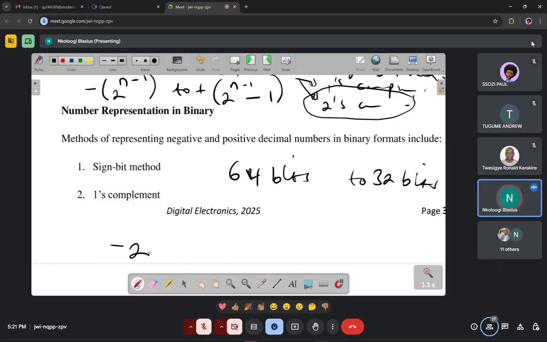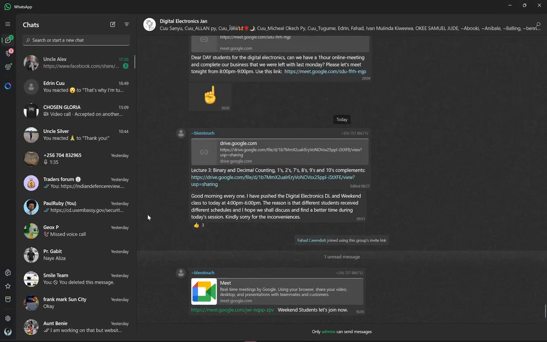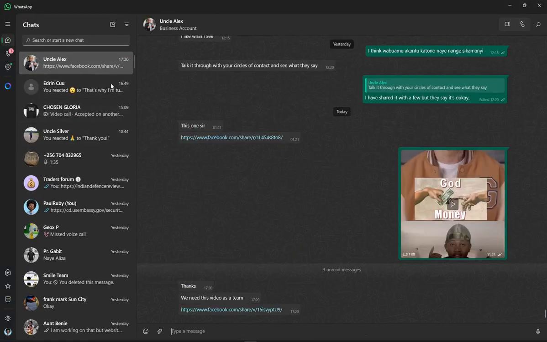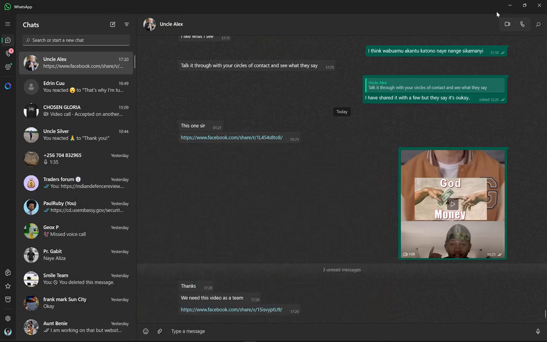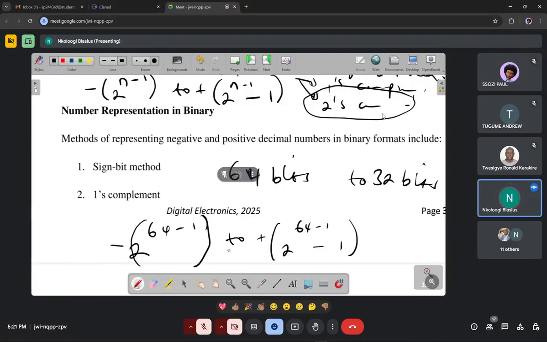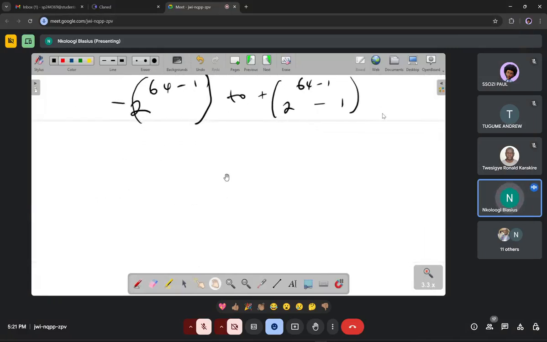Just now imagine that your computer could store into this range. So assume this is your 64, so this will be 64 minus 1, okay, to a positive 2 to power 64 minus 1, which is of course 63. So who can compute for me the value? I think these are millions of ranges.